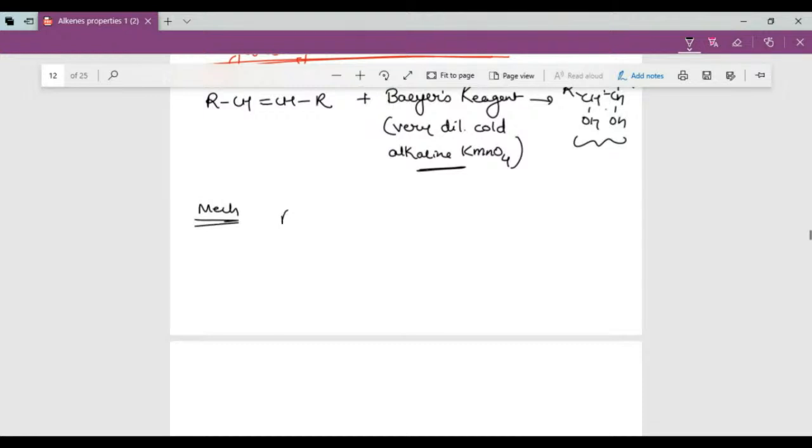As you all know, the structure of KMnO4 is like this: K plus MnO4 minus. It is again a type of cyclic addition reaction, which we have seen in ozonolysis also. In a similar way, it has started again.